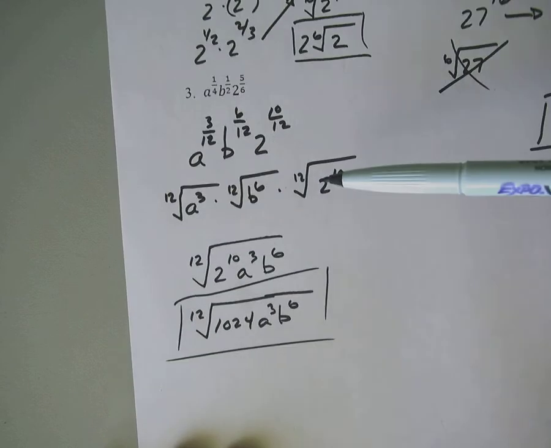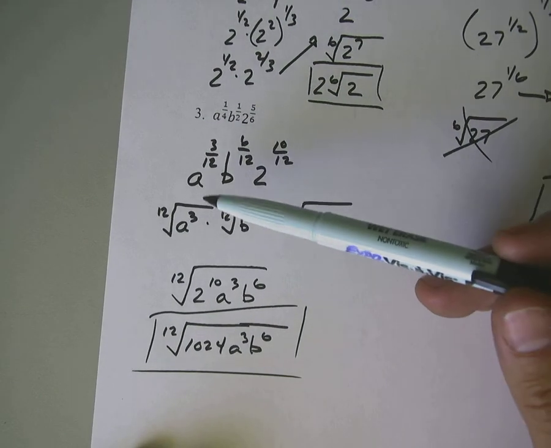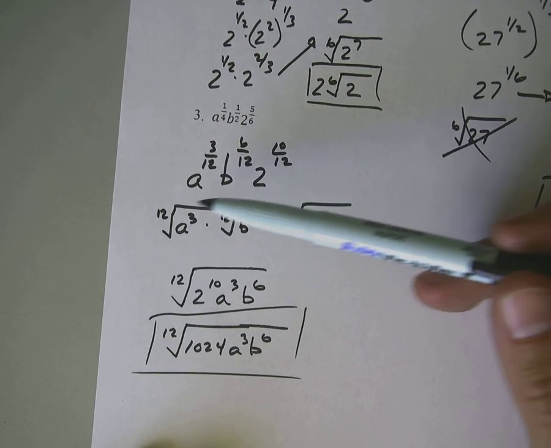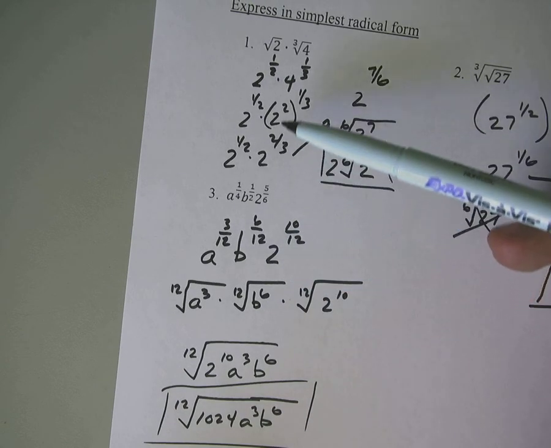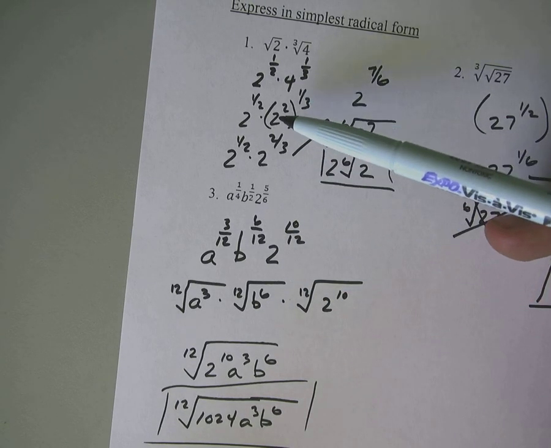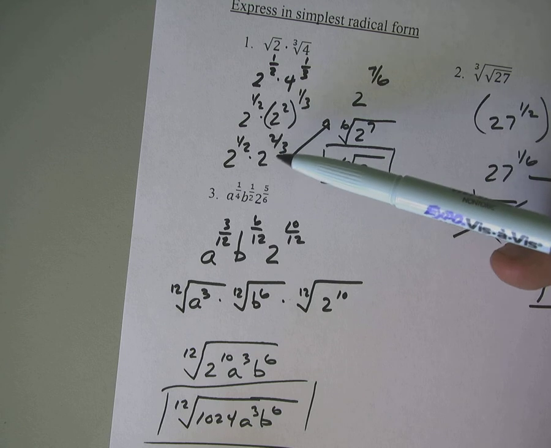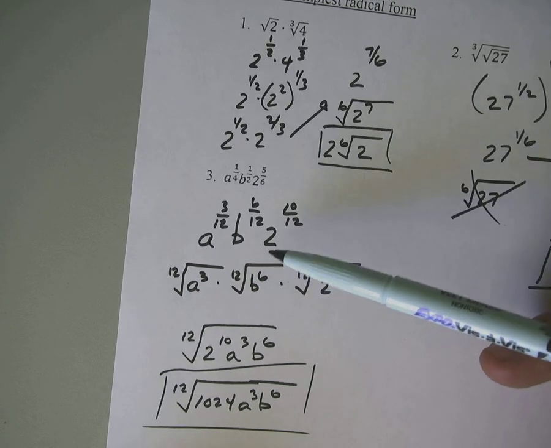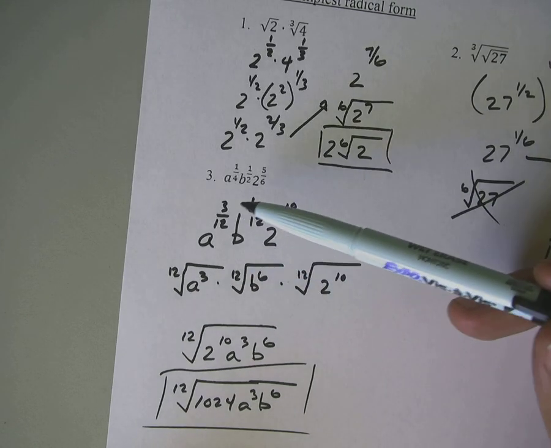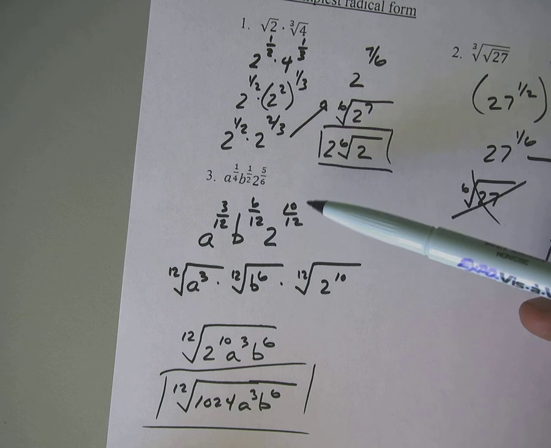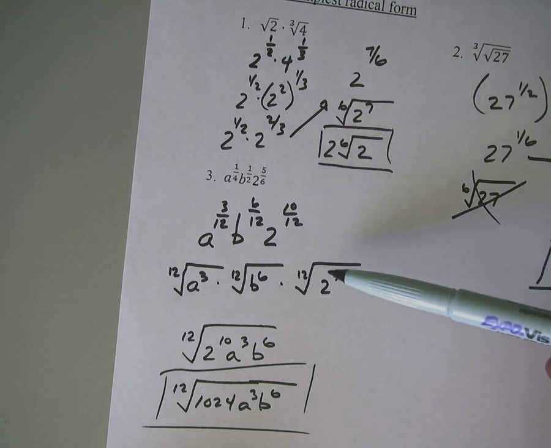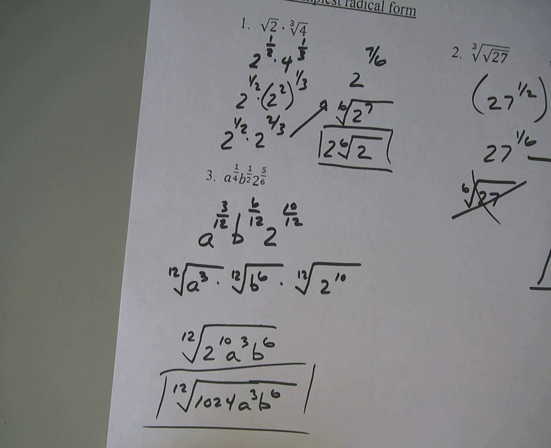The difference being on this one, though, is the fact that we couldn't change a, b, or 2 into the same base versus a problem like this one where I could change the 4 into a 2. Okay, and then I added my exponents. When I can't change those bases, I change my fractional exponents into the common denominator and then put them together. Okay? So that's it for fractional exponents. A little bit of manipulation there. Hopefully it all made sense.